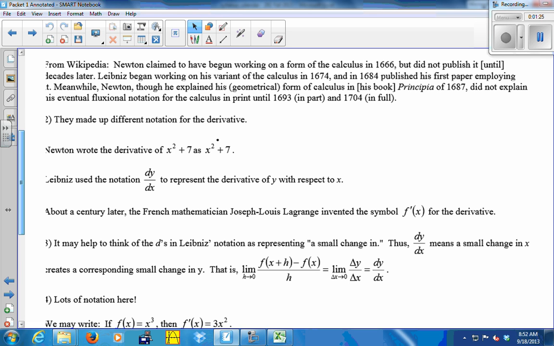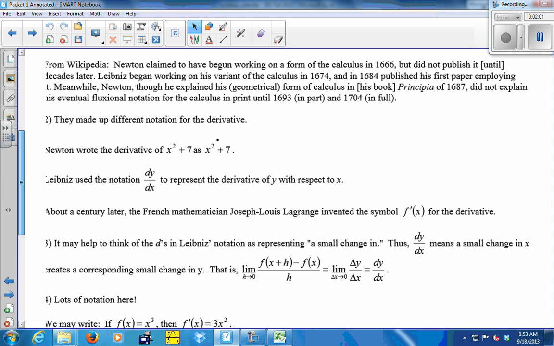Because of this dual invention of calculus at the same time by two different people independently, the two of them developed two completely different notations for the same ideas, and both of them are in wide use today. So we need to be able to read both of them and use both of them. Some are more conducive to solving certain kinds of problems than others, so it's really helpful to be fluent and be able to switch back and forth and use whichever one is going to be more helpful to you.